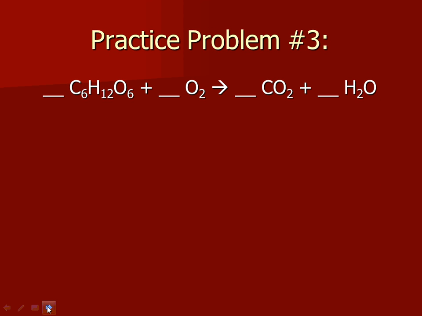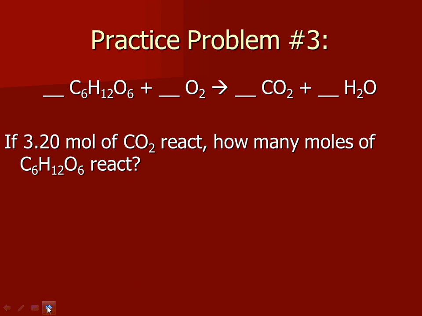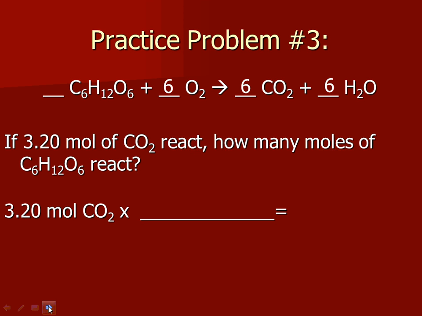Okay, last problem. We've got this C6H12O6 reacts with oxygen gas, and it produces carbon dioxide and water. Right? This is a typical combustion reaction. So if 3.2 moles of CO2 react, how many moles of C6H12O6 react? So looking at this, right, we need our balanced equation. So now that we have it balanced, we have our mole-to-mole relationship. Remember this, understood that this is a 1.